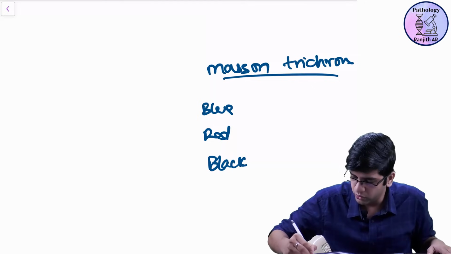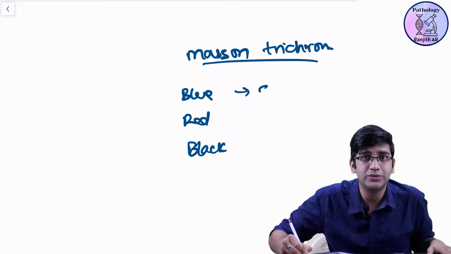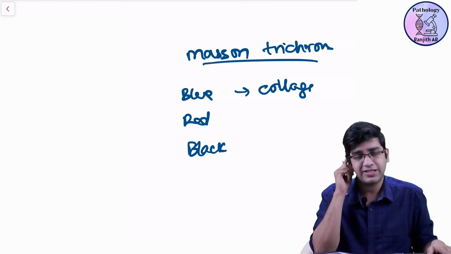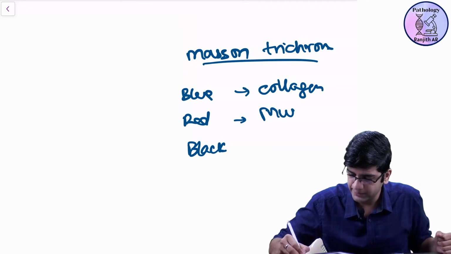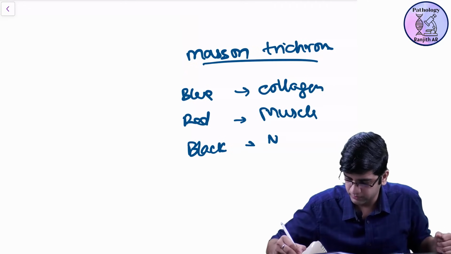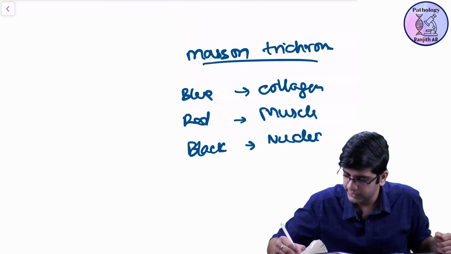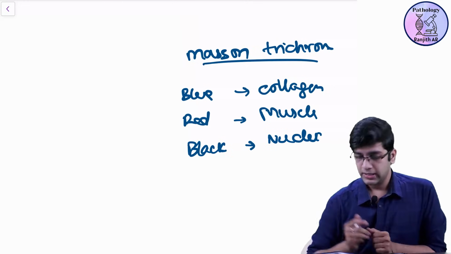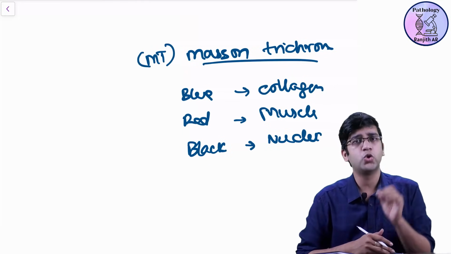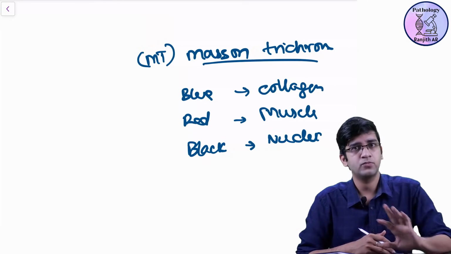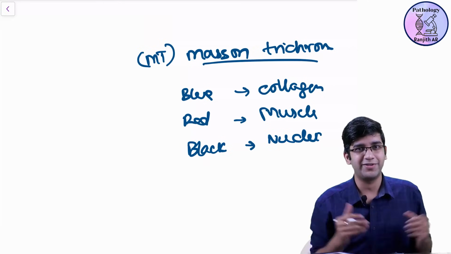The most important is blue because collagen will be blue in color, right? That's the most important thing. Red color: fibers, muscle will commonly be red in color. Black color: nucleus. Nucleus will be black in color in Mason's trichrome. Mason's trichrome can also be abbreviated as MT. The abbreviation is something you have to know. So that's one more new stain in our armamentarium.